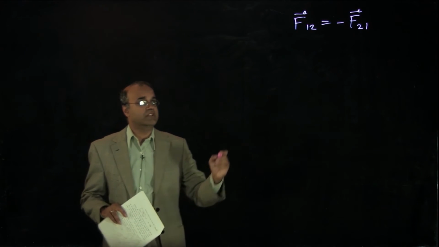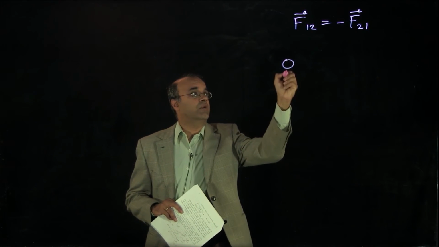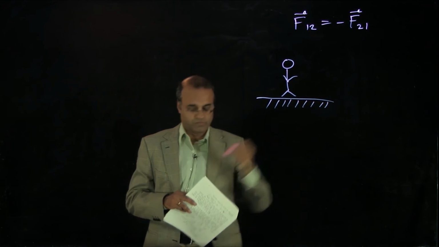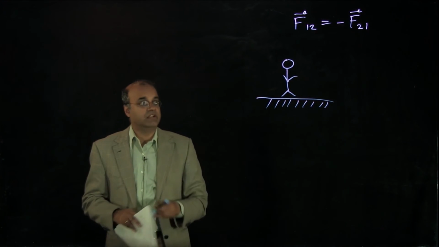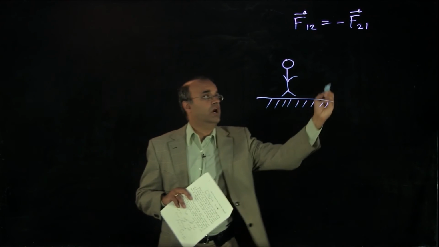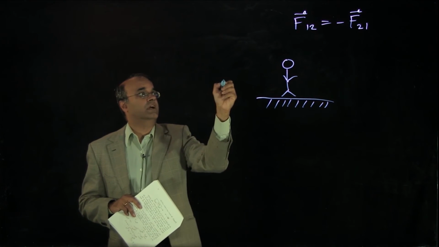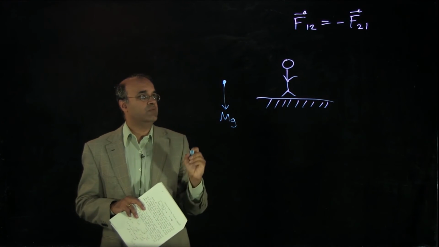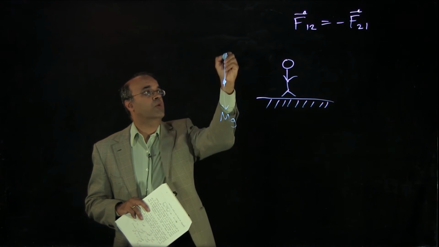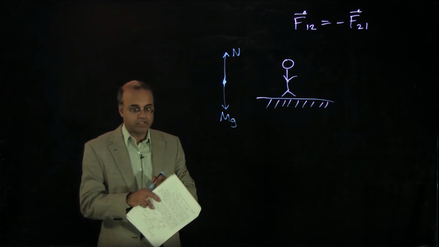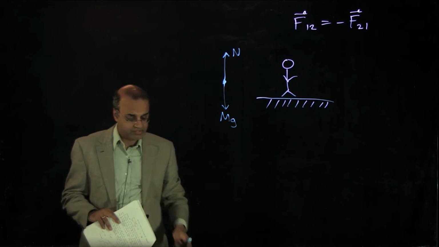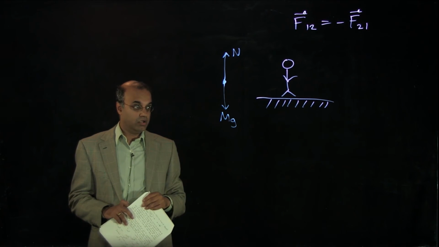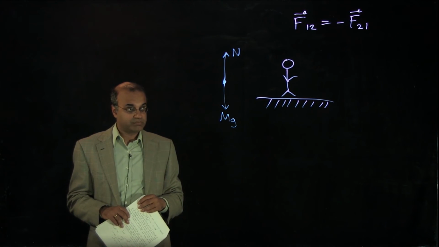The example I'll consider is, imagine a person standing on the ground. What are the forces acting on this person? I'll draw the force diagram here. There's gravity, mg, acting downwards, and there's a normal force upward exerted by the ground. And those two balance to give a net force of 0, which is why the person is standing on the ground and not sinking down into the ground, for example.